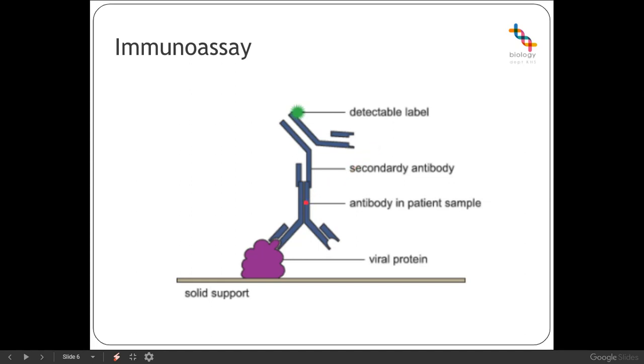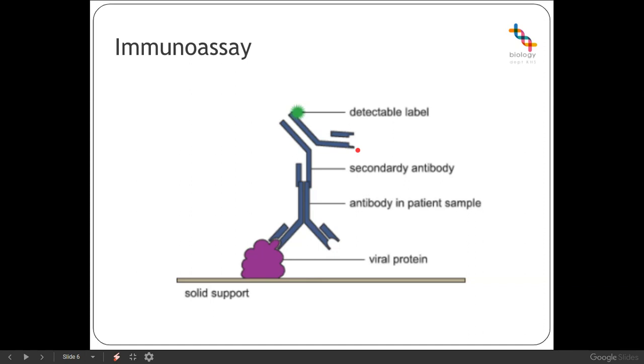If they do, normally we then have a secondary antibody that we're going to introduce into the sample, and this secondary antibody will be specific to the first, and it will have the detectable label attached. So we're looking at having three different components here: our viral protein, the antibody in the patient sample, and our secondary antibody, which has the detectable label attached. With the viral protein being available, the antibody in the patient sample will bind onto that, and then the secondary antibody with the detectable label will attach.